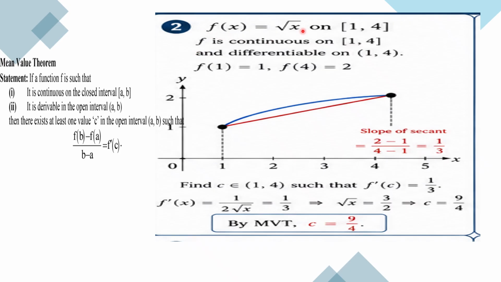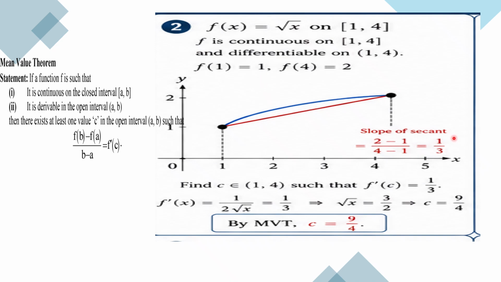Similarly, f of x is equal to square root x. This is a graph of square root x, and the given interval is [1, 4]. You can see there is no jump, there is no cut, there is no gap. So this is continuous in the interval [1, 4], and this is a smooth curve. So we can draw a tangent line, which means it is differentiable in the open interval (1, 4). Here a is equal to 1, b is equal to 4, f of 4 is square root 4 which is equal to 2, and f of 1 is equal to 1.